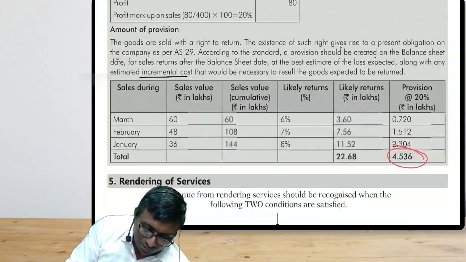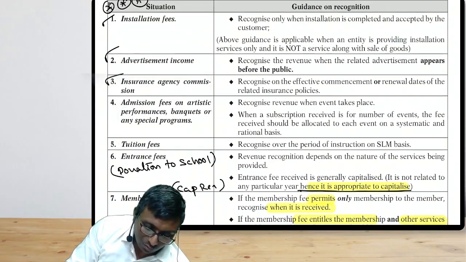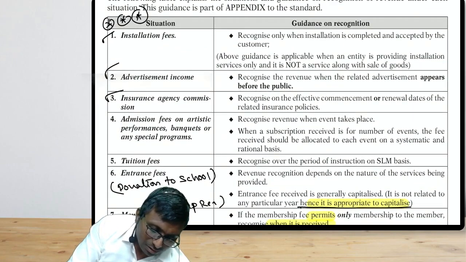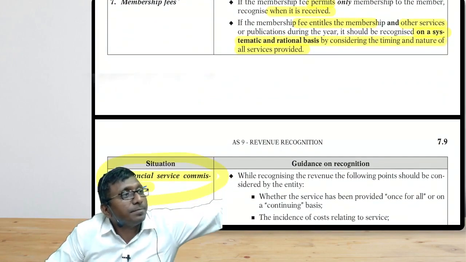Do one thing. Go to that point 8. Which page, my dear? 7.8, you go. Yes. Read that table for 2 minutes, or 5 minutes. Read it first carefully.